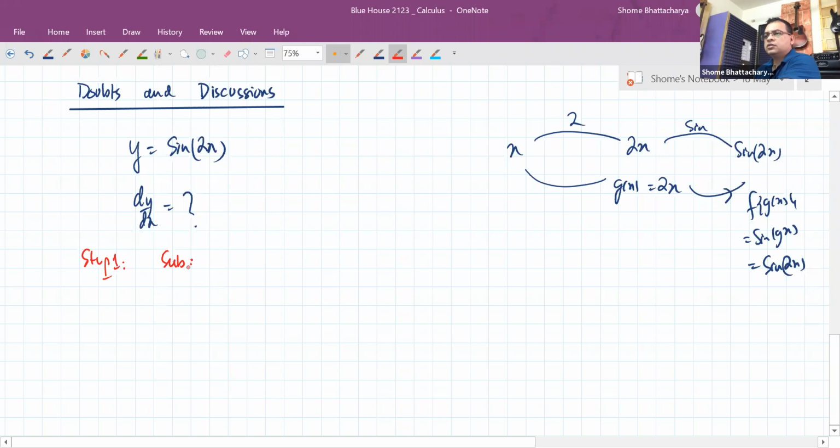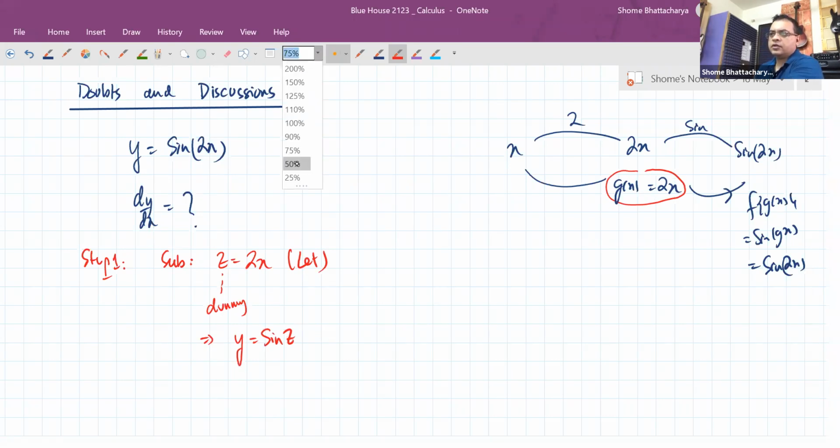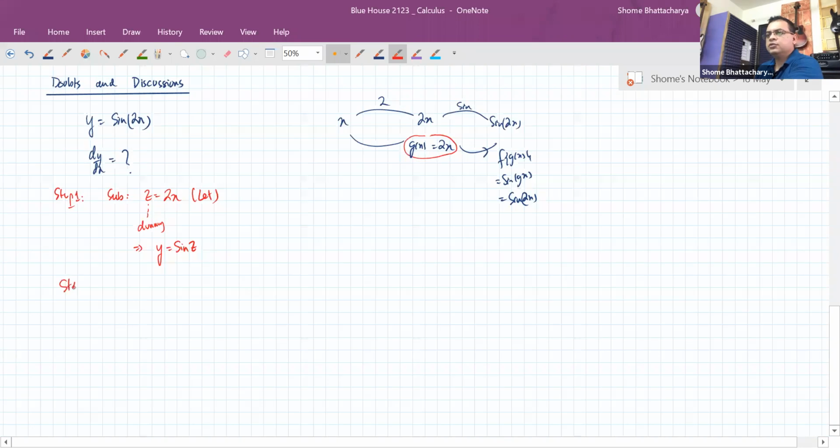So the first step is substitution. On x, what is the first operation I've done? g(x), which is this now. So I should substitute z as what? 2x. So this is my dummy variable. Immediately what is y becoming? y is becoming sine z. So this step is clear? Yes, sir. Okay, so now it's very simple. You have to just follow the remaining steps.